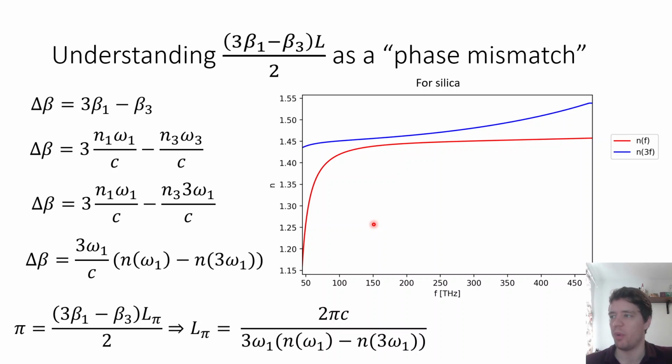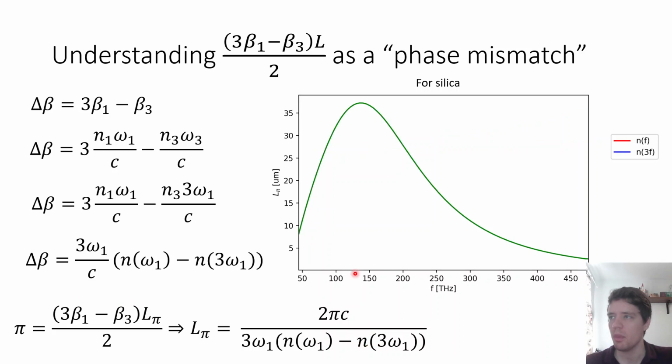Another way to think about this is to ask when this expression here is equal to pi. Because if you think back to the sinc squared function, you can note that it has its first 0 at a value of pi. And beyond that, you get very, very low efficiency. So in other words, we can think about this L here as being a coherence length, and then ask how that depends on the difference in spatial frequencies and in refractive indices. So graphing out this expression here, we get this curve here for the coherence length inside of silica.